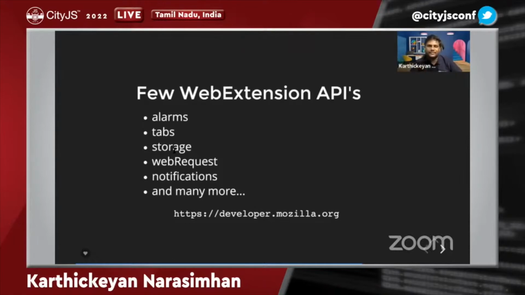And then we have storage API that basically makes use of the storage functionality of your browser. So that's storage API. And then we have web request API. This is a very powerful API that we can use. It lets you intercept the network traffic that goes in and out of your browser. So all the privacy-related extensions like uBlock Origin, Privacy Badger, or Adblock Plus, all these extensions basically make use of this web request API.